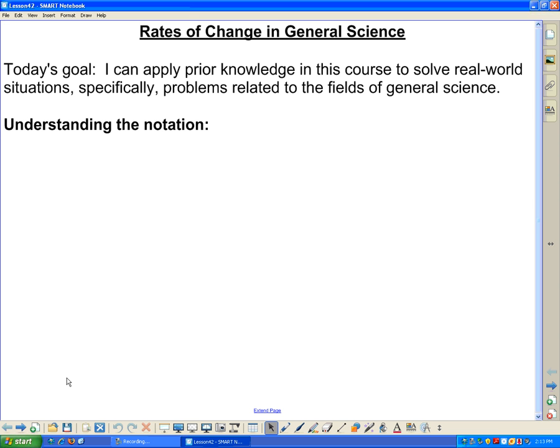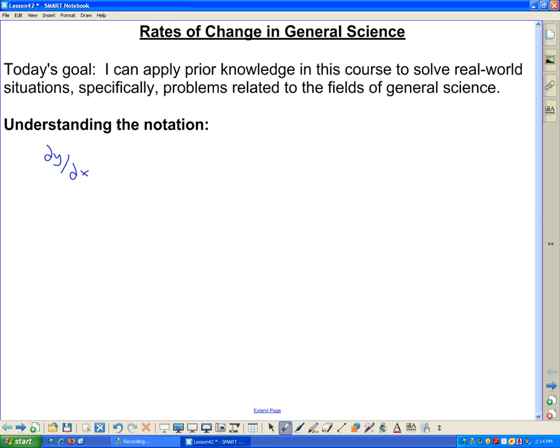You can apply prior knowledge, so that means taking derivatives from this course, and I want you to be able to take it into your chemistry lab or chemistry courses next year, your biology courses, your physics courses, and so on and so forth. So understanding the notation, I'm just going to revisit what we talked about way back in the start of Unit 3, and it's the Leibniz notation, so the dy by dx.